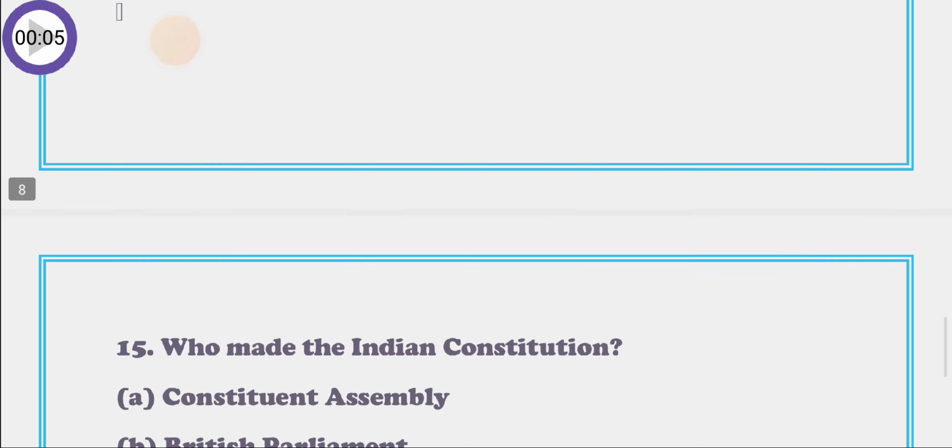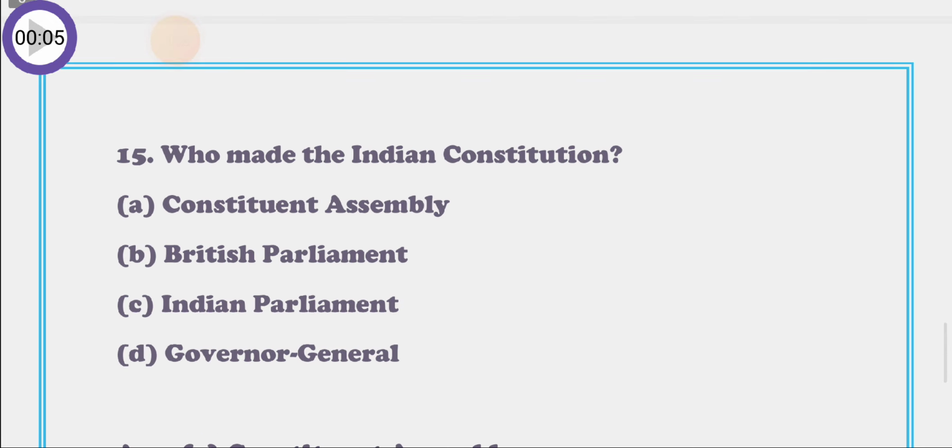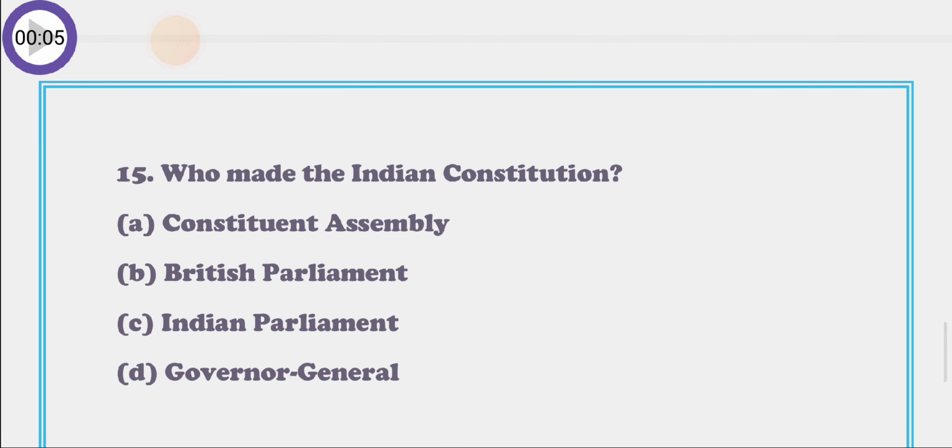Question number 15. Who made the Indian Constitution? A. Constituent Assembly. B. British Parliament. C. Indian Parliament. D. Governor General.